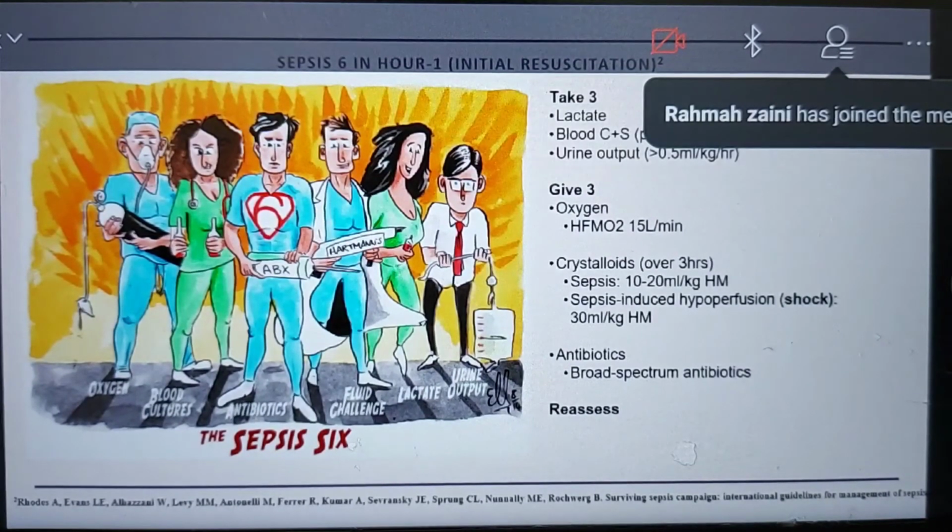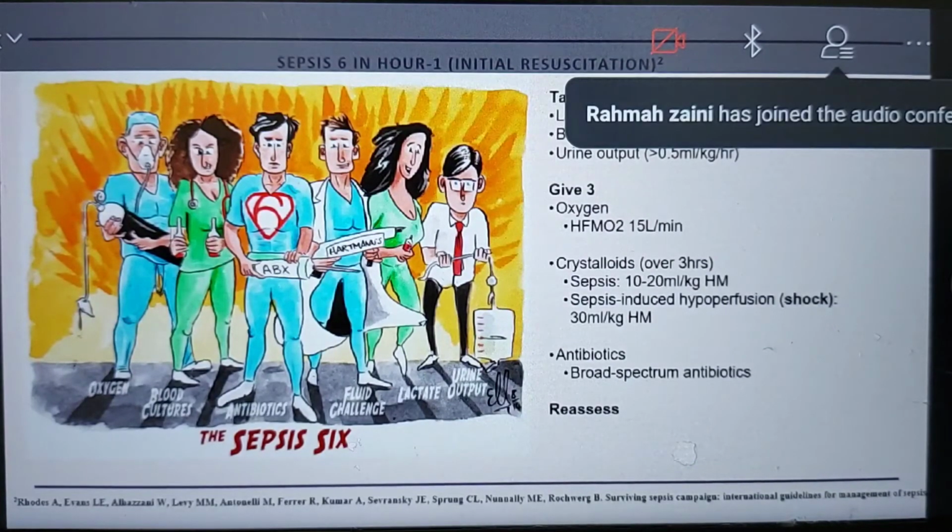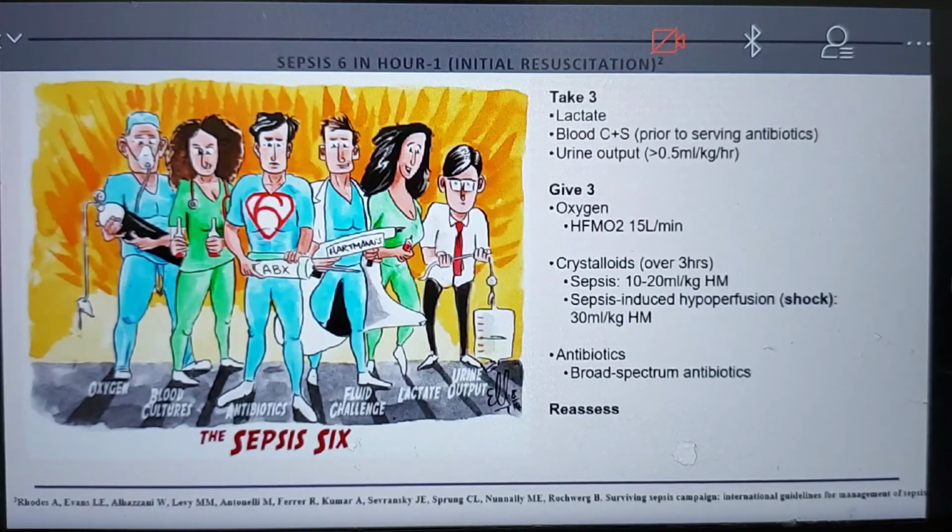And if a patient is having sepsis-induced hypoperfusion or septic shock, we need to give 30 cc per kilo Hartmann's, and then give broad-spectrum antibiotics. And then after all these 6, we need to reassess the patient.